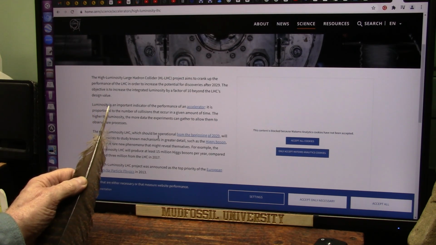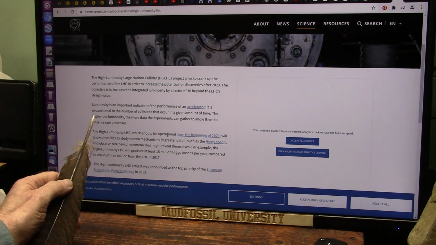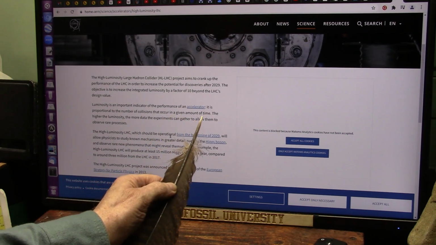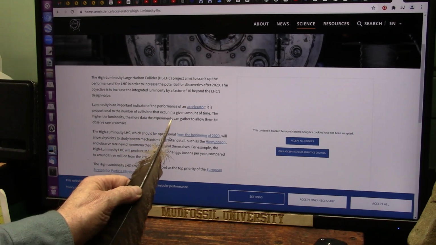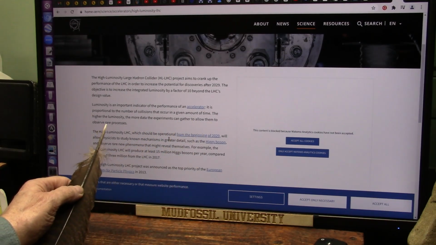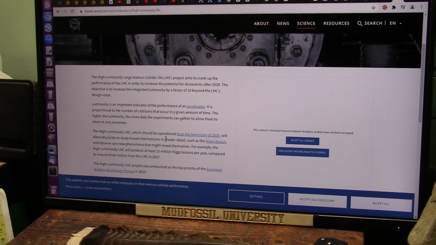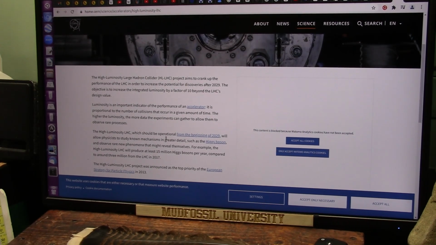Listen to this. Luminosity is an important indicator of the performance of an accelerator. It is proportional to the number of collisions that occur in a given amount of time. The higher the luminosity, the more data the experiments can gather to allow them to observe rare processes. Well, we're squirting them all day long in just absolute enormous quantities, and we're using light instead of protons. So we're seeing the smallest events, but we're seeing them in bucket loads.